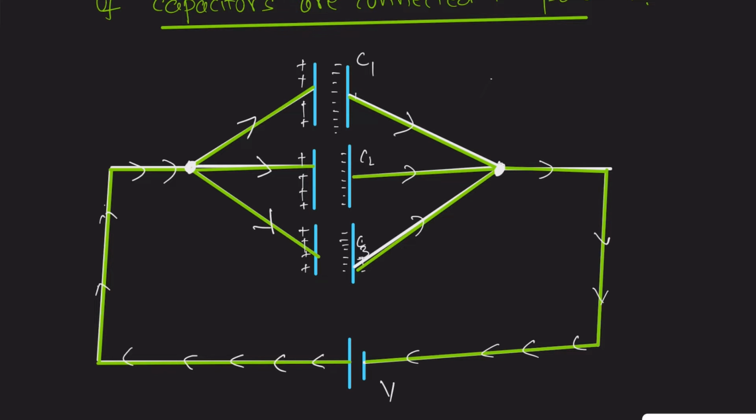See here, the charge is divided. Suppose Q is the charge moving from the positive terminal. At this point Q is divided into three parts. So one is Q1, another is Q2, and another is Q3.